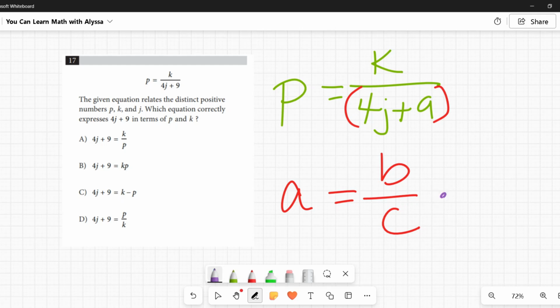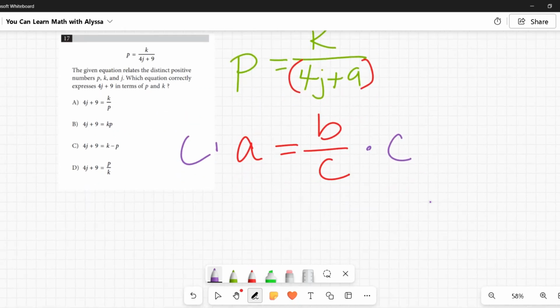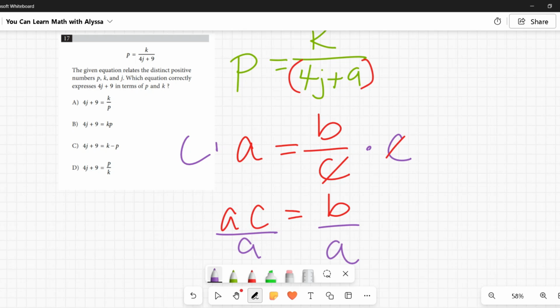So I multiply both sides by C, and that gets me to A times C equals, those cancel out, just B. And now I can divide both sides by A, and that moves that A over to the right because these cancel out. And I am left with C is equal to B over A.